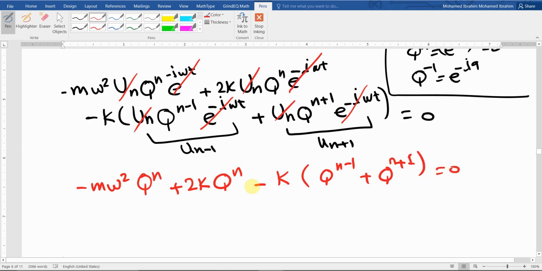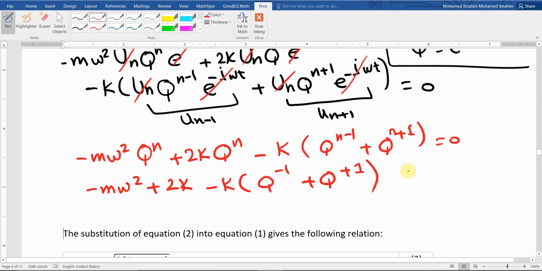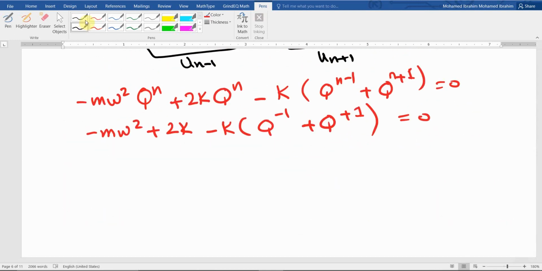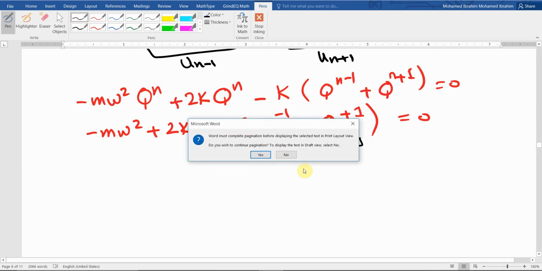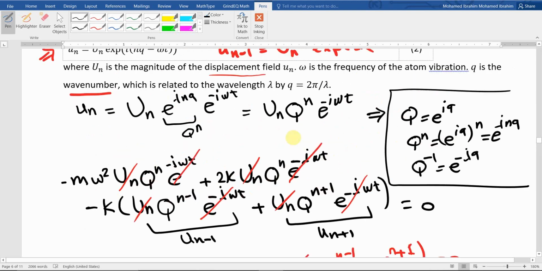Make sense? So if I ask you to divide all of this equation by Qn, we're going to end up with -m omega square plus 2k, right? We are dividing by q to the power n, -k. This is going to give us just q to the -1 here plus q to the +1 here equals 0. Make sense? Now let us work on this q -1 plus q +1 term. How much is it?